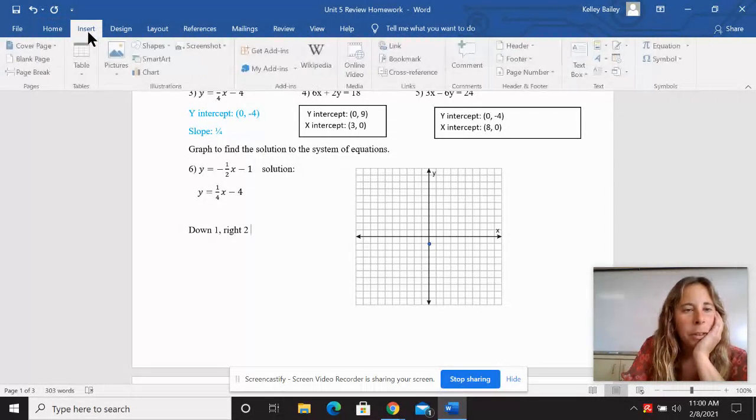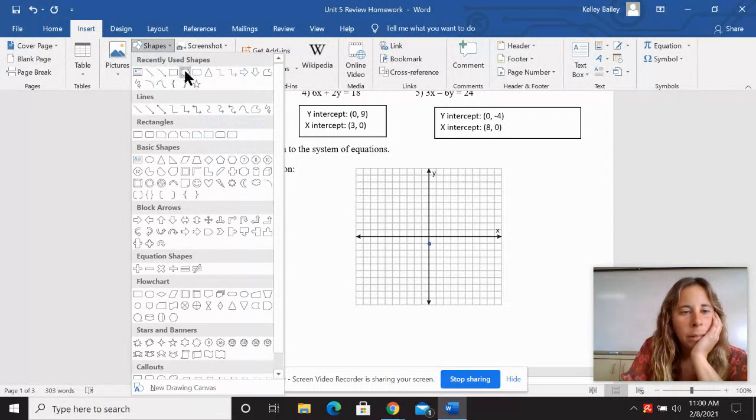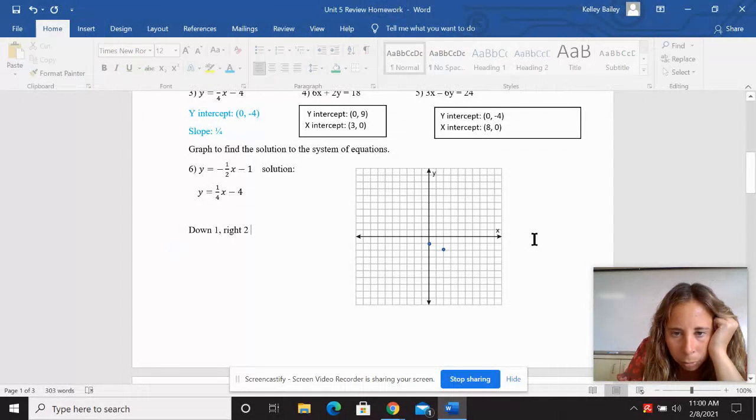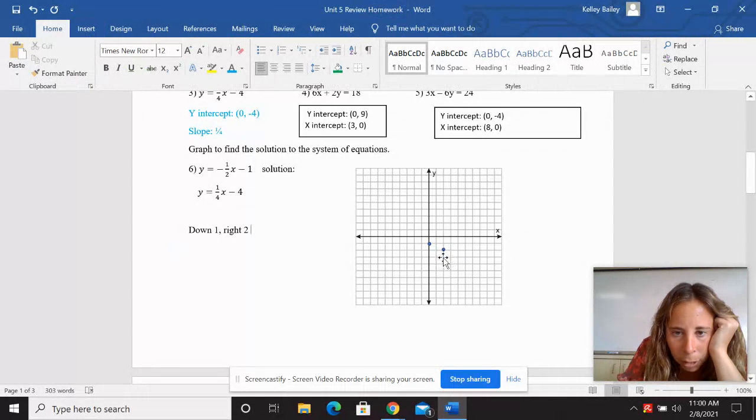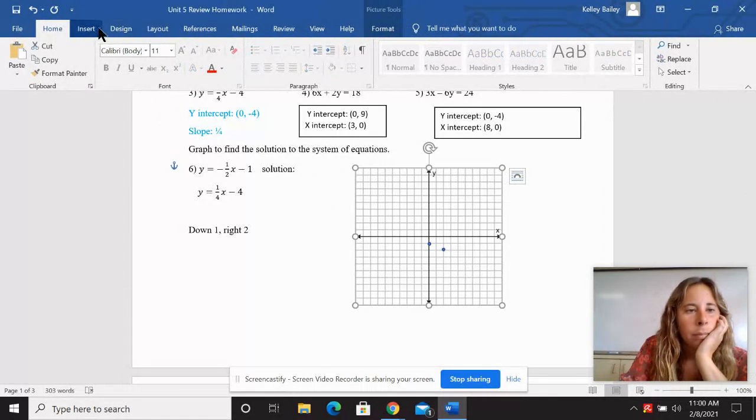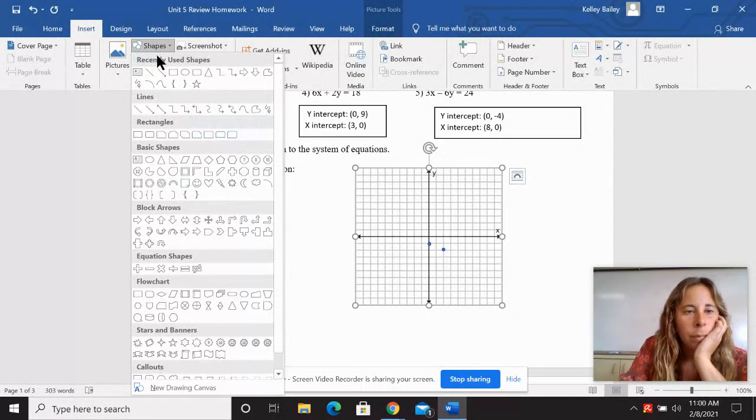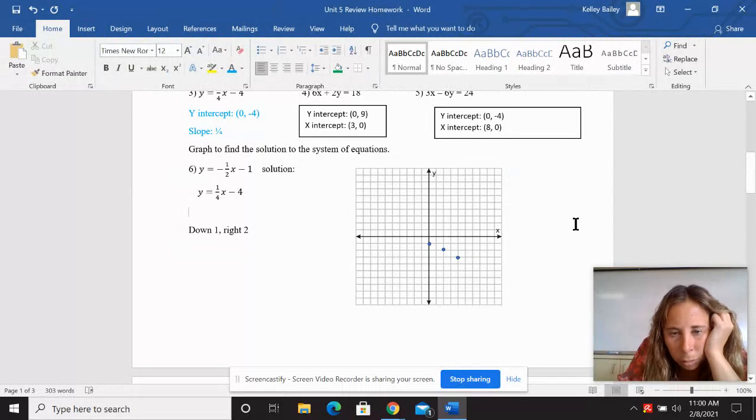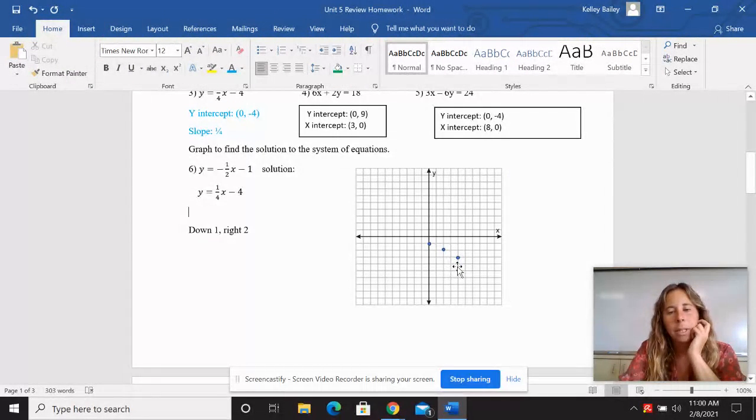Let me get my little circle ready. Okay, so I'm going to go down 1, and then to the right 2. 1, 2. Put another dot. All right. Then you go down 1 to the right 2. Down 1 to the right 2. 1, 2. Okay, and then you keep going. Down 1 to the right 2.